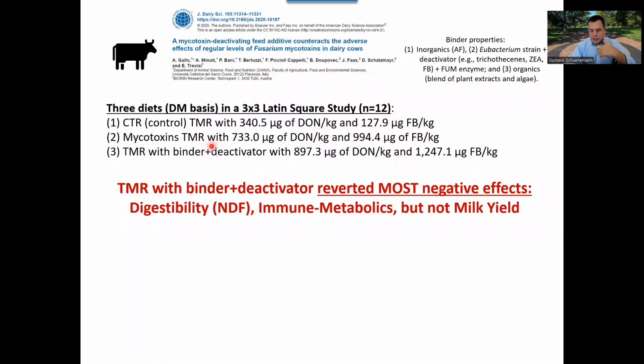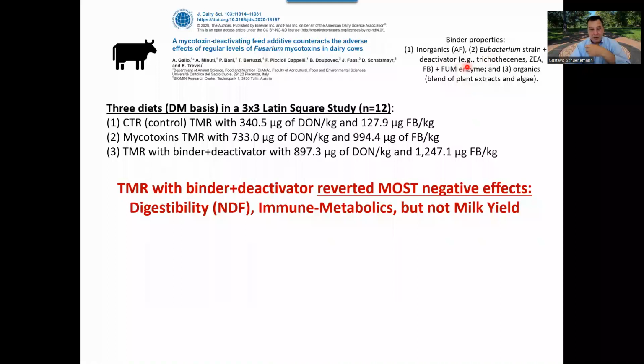The mycotoxin TMR, these are the contaminated diet. And then they add a diet with a binder and deactivator. I just want to understand what they were trying to do in this experiment with the binder. They have a combination of 3 major things. They had an inorganic to deal with aflatoxin. They have a bacteria.